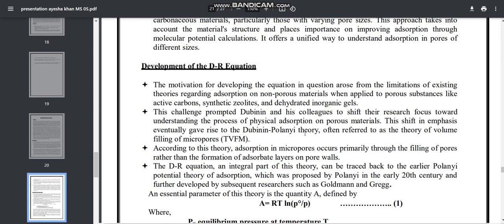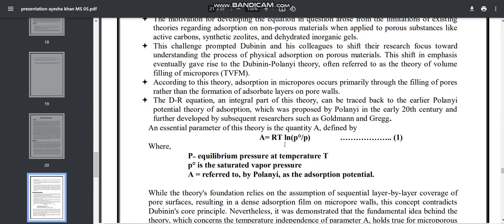An essential parameter of this theory is A, which is defined by A = RT ln(P0/P), where P is the equilibrium pressure at temperature T, P0 is the saturated vapor pressure, and R is the gas constant. According to Polanyi, A is the adsorption potential.